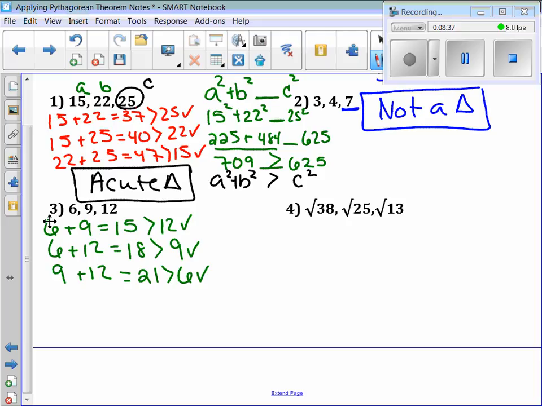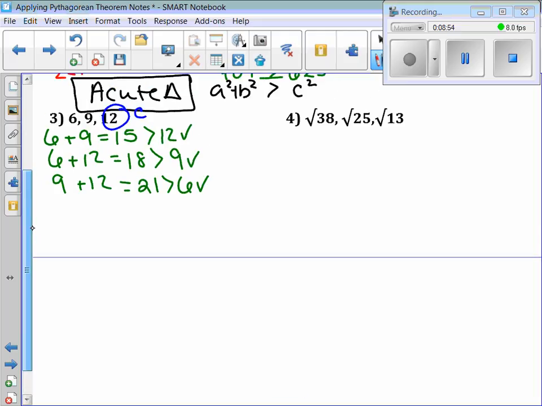Step 2, we need to identify which is our c value. We know c needs to be the largest value. So 6, 9, and 12. Of those three, we know 12 is the largest, so that is going to be your c value. So going to Pythagorean theorem.